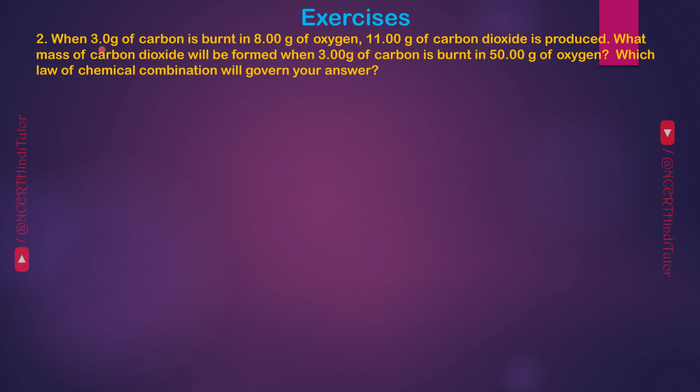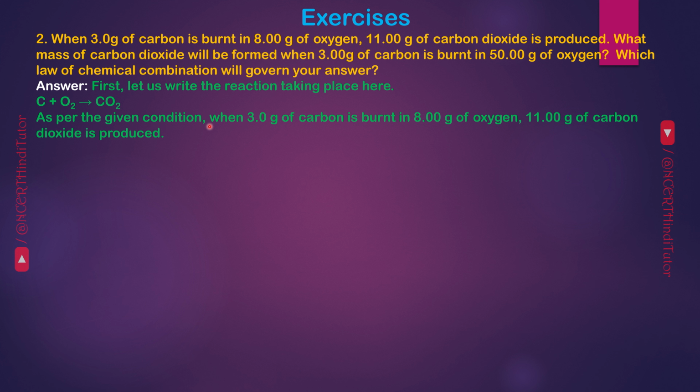Question 2. When 3 gram of carbon is burnt in 8 gram of oxygen, 11 gram of carbon dioxide is produced. What mass of carbon dioxide will be formed when 3 gram of carbon is burned in 50 gram of oxygen? Which law of chemical combination will govern your answer? Answer. First, let us write the reaction taking place here. C plus O2 gives CO2. Carbon plus oxygen gives carbon dioxide.